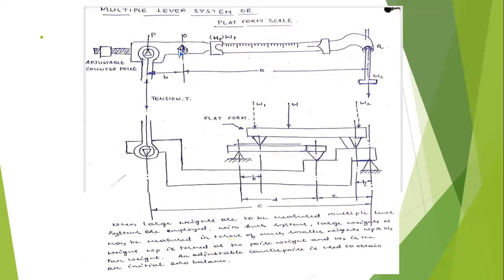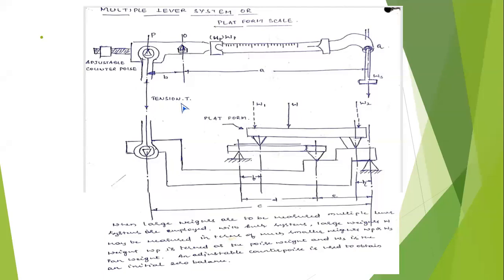Then this beam is hinged at point O, and the backside of the beam is hinged by using a trapezoidal knife edge at point P. Trapezoidal knife edge, point P. With the application of the load on the platform, there will be a tension T on the tension bar.